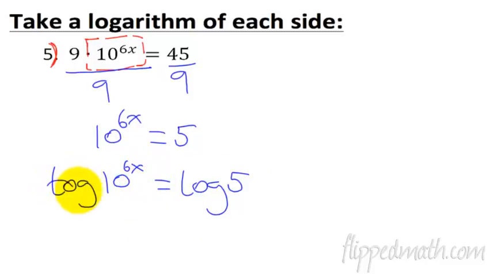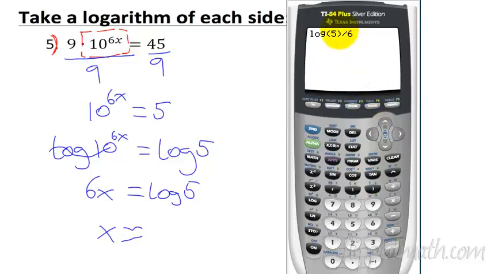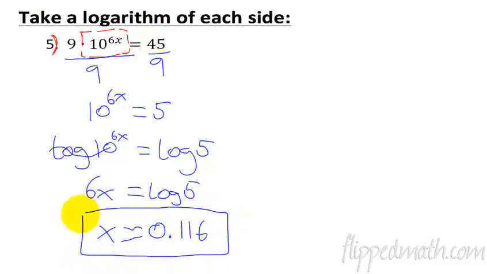This is now gone. And you just have 6x equals log 5. And now you can type in a calculator log 5 divided by 6, and you'll get your answer. Just be careful that you did close the parenthesis there when you're dividing by 6, and you get 0.116. So 0.116 is what x is approximately.